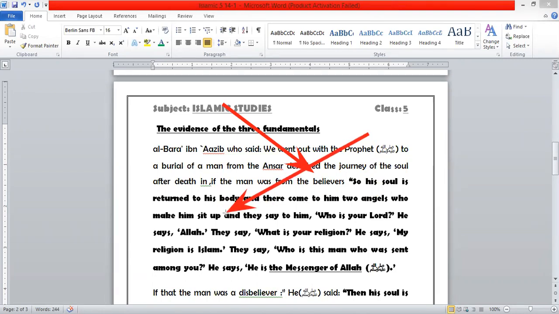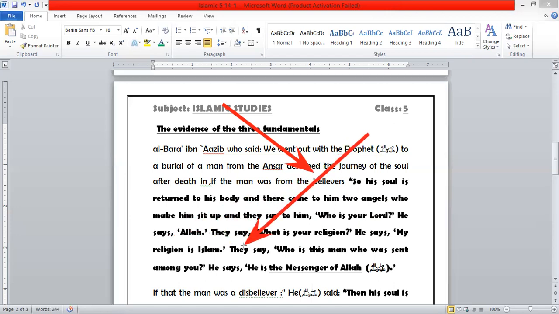These two angels will make the person sit up in the grave and then ask him, who is your Lord? तुम्हारा खुदा कौन है? Who is your Lord? He says Allah. If the person is Muslim, he will surely say Allah. Then these angels will ask again, what is your religion? तुम्हारा मजहब क्या है? What is your religion? And that Muslim believer says, my religion is Islam.